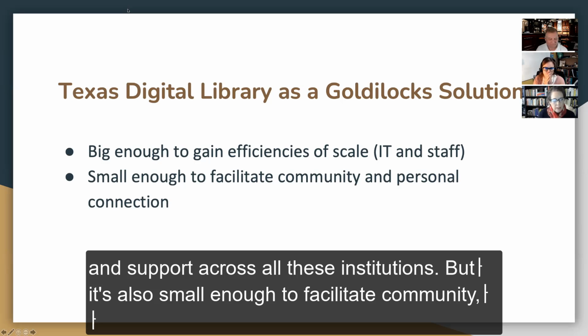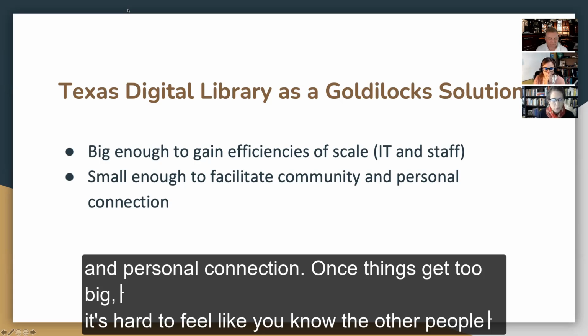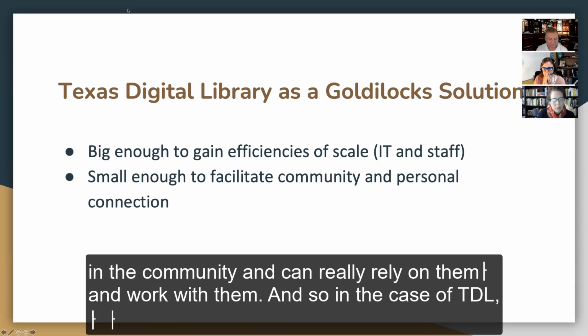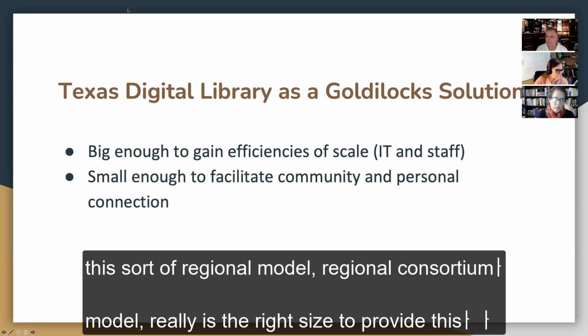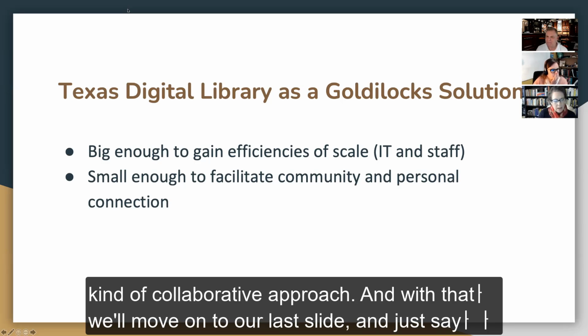But it's also small enough to facilitate community and personal connection. Once things get too big, it's hard to feel like you know the other people in the community and can really rely on them and work with them. So in the case of TDL, this regional consortial model really is the right size to provide this kind of collaborative approach.